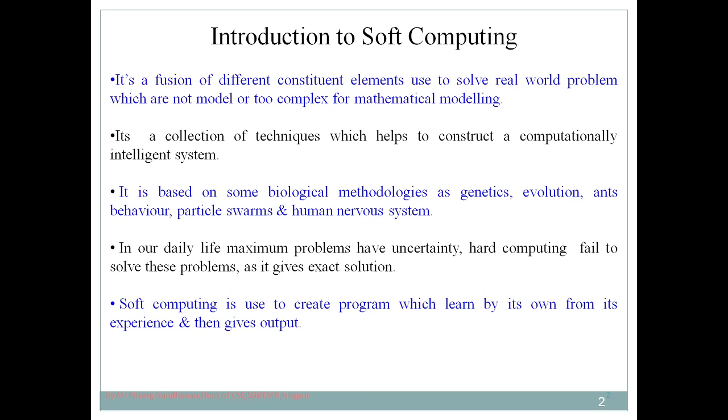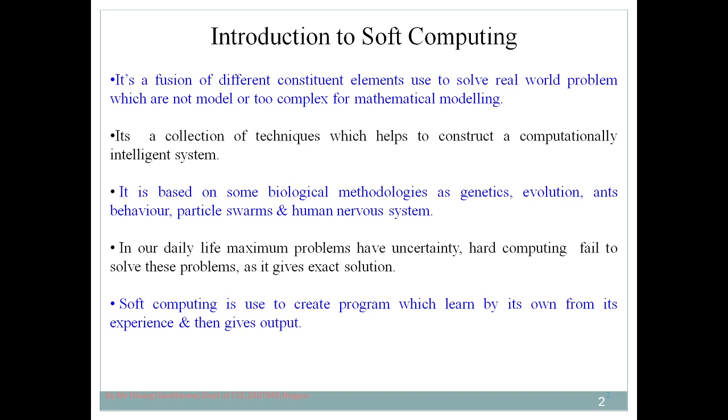Now we try to understand the exact definition of soft computing. Though soft computing can be explained in different ways, we can see a few definitions here. It's a fusion of different constituent elements. What are the different constituent elements of soft computing? There are three: one is artificial neural network, the second is genetic algorithm, and the third is fuzzy logic. Let us understand what fuzzy logic is. Fuzzy logic is based on probability.